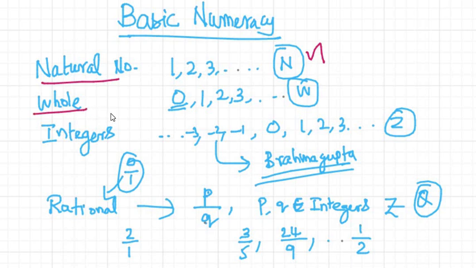Whole numbers: 0, 1, 2, 3, 4. 0 is added to the natural numbers. So natural numbers including 0 become whole numbers. Denoted by the letter W.